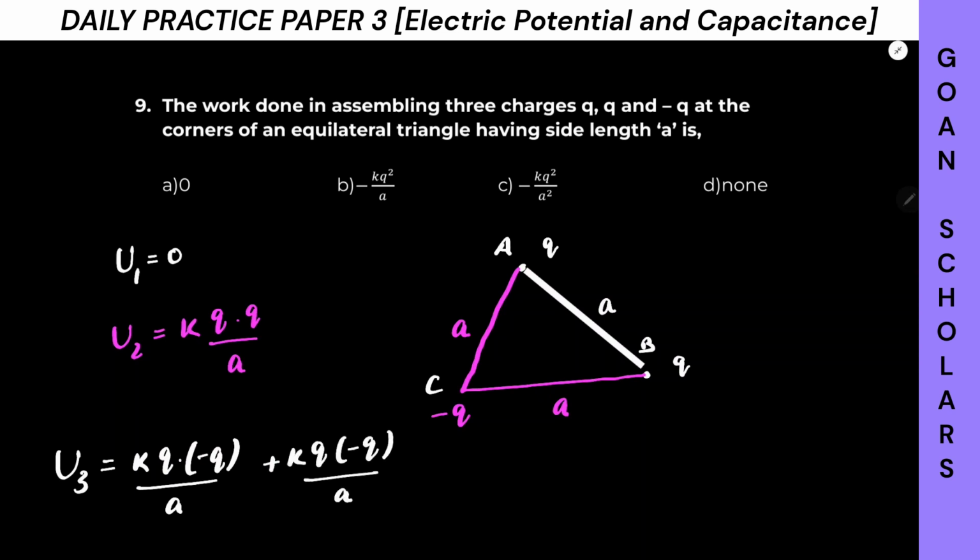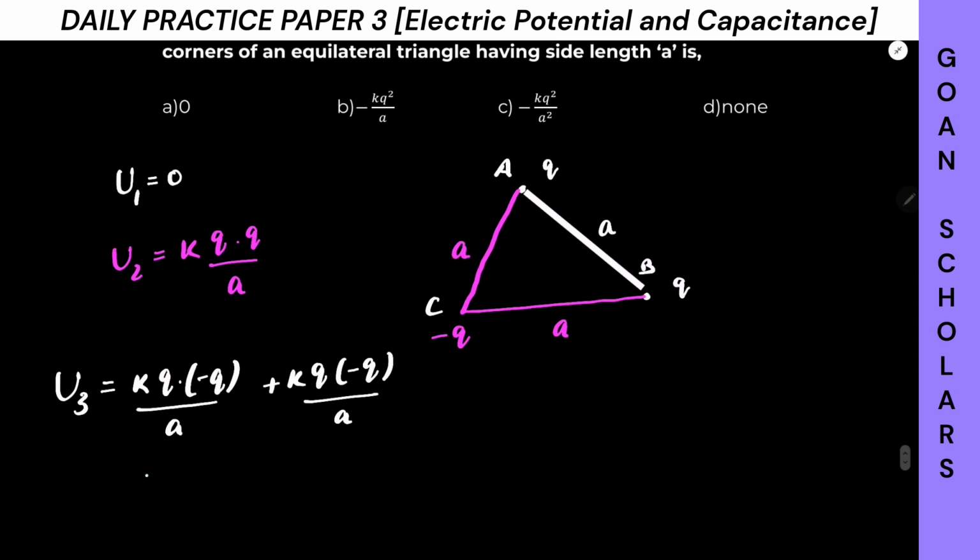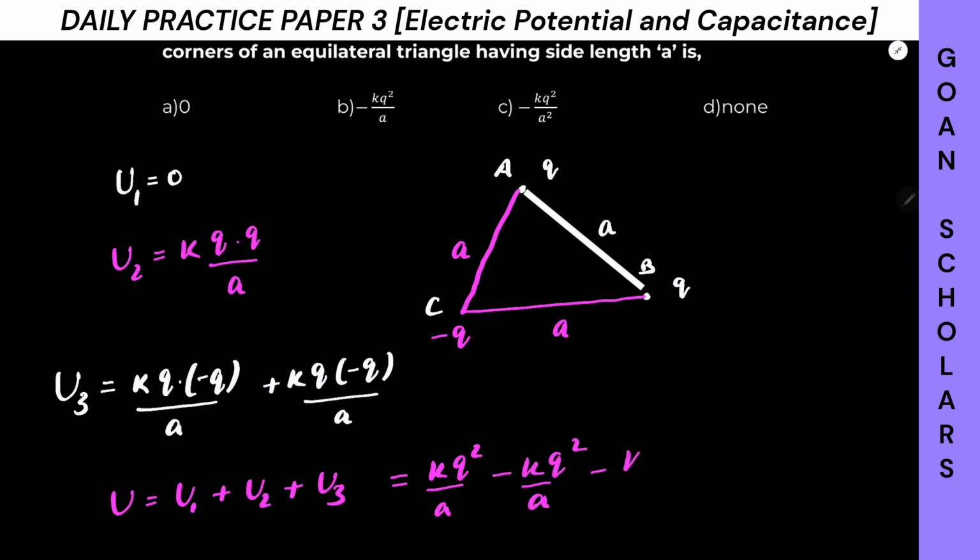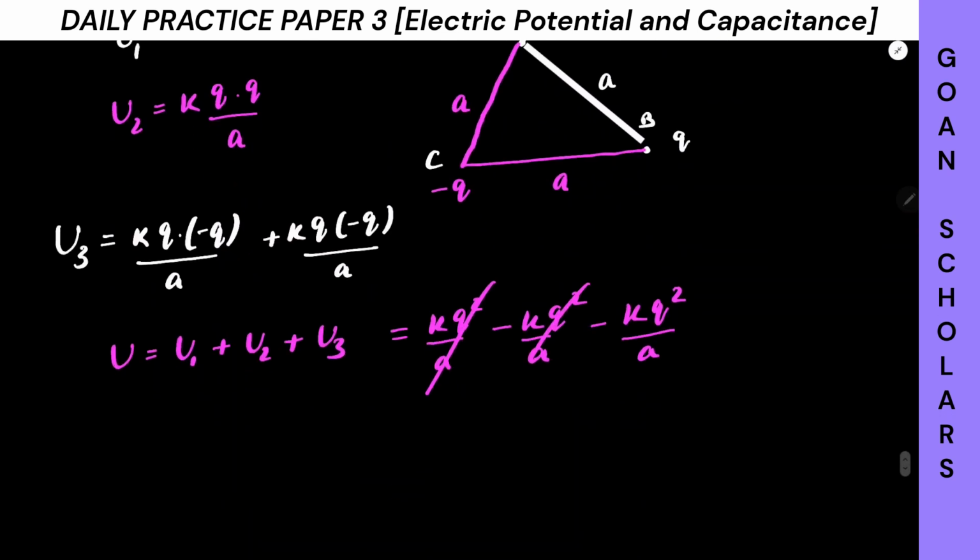So the net potential energy required to assemble all these charges will be U1 plus U2 plus U3. When you add all of them, this will be KQ square by A. Be very careful, U1 is 0, so I am directly putting the value of U2. And U3 will be minus KQ square by A and minus KQ square by A. So we can cancel this with this. We are left with minus KQ square by A. That is option B. This is the correct answer for the 9th one.